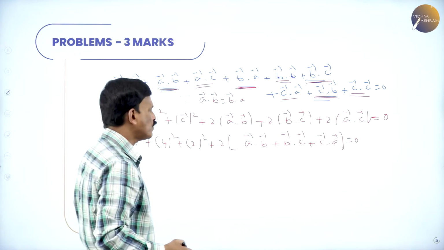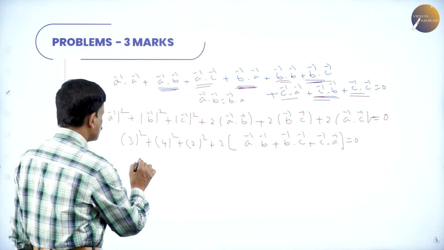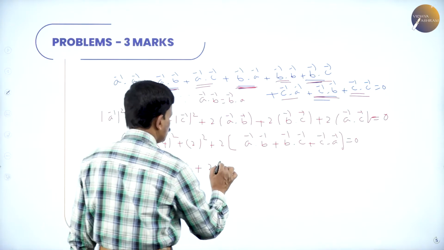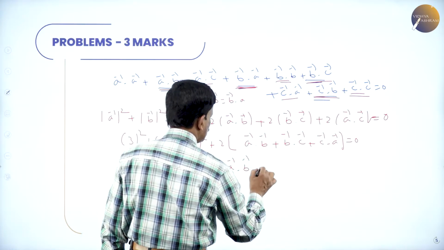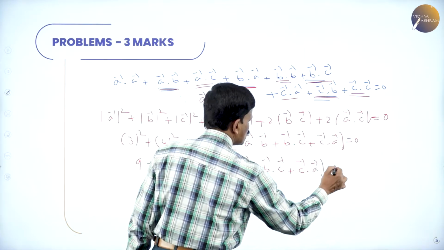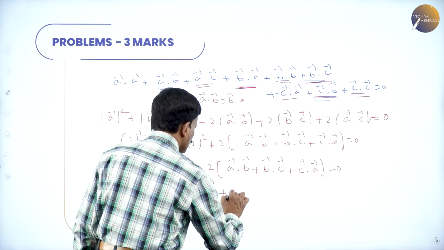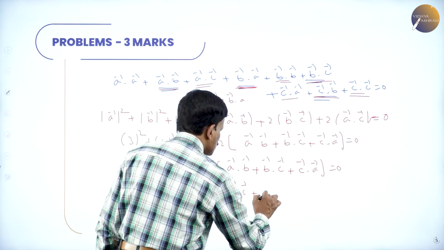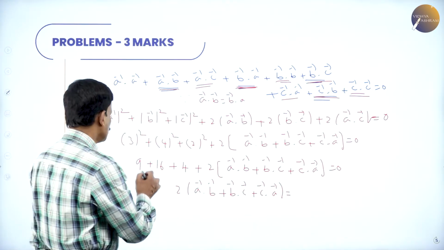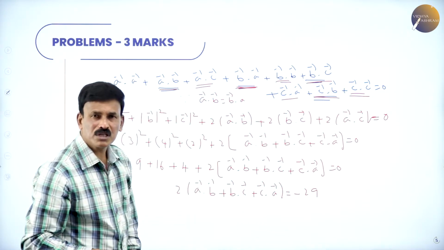0. Now, if I express this as mu, this 3 square is 9 plus 4 square is 16 plus 2 square is 4 plus 2 into this is as it is A dot B plus B dot C plus C dot A is equal to 0. Just keep this here itself. 2 times A dot B plus B dot C plus C dot A is equal to, add this, 16 plus 4 is 20, 20 plus 9 is 29, along with if you transfer it will become minus 29.